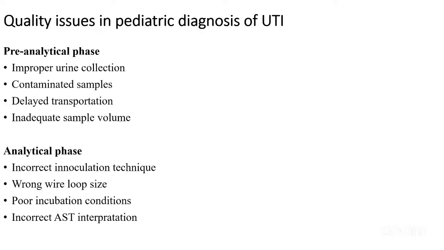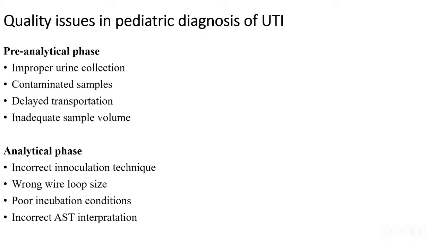pathogens of the UTI. Then we also have an issue with delayed transportation, especially for parents and guardians who go with the containers home, and the patient urinates when they are at home. By the time they come back to the lab, it's 3-4 hours later. So if there are bacteria, they have already overgrown, and the urine already looks turbid. So we should be able to reject such urine.